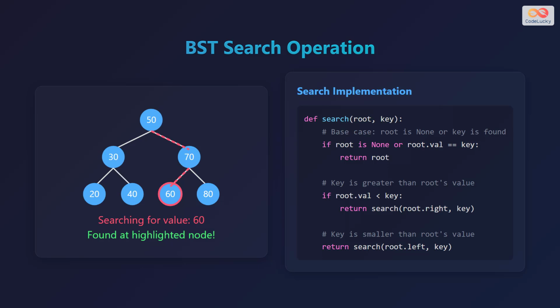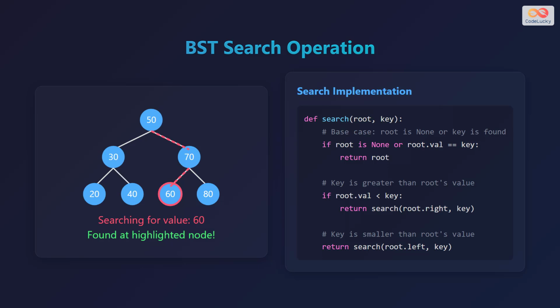Now let's delve into the search operation within a binary search tree. Here's how you can implement a search function in Python. First, we define the search function, which takes the root of the tree and the key value to search for as input. The base case checks if the root is None, meaning the tree is empty, or if the root's value matches the key. In either case, the root is returned.